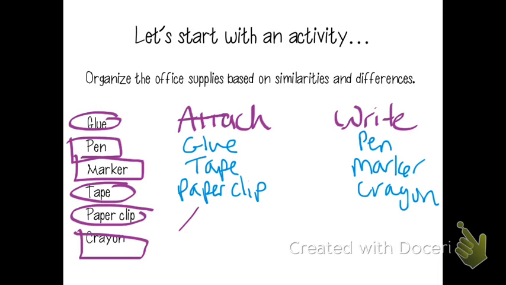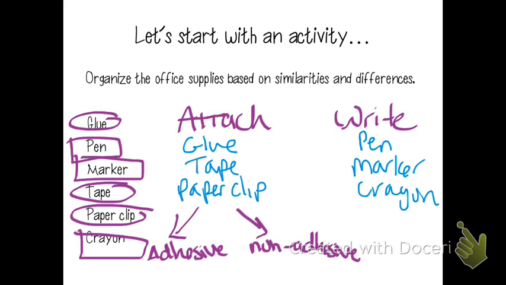Within our attach group, let's see if we can divide this into 2 separate groups. We see that glue and tape are different from paper clips, and that glue and tape both have a sticky adhesive. So we will say adhesive can be one group, and non-adhesive could be our other group. We would have our glue and tape in our adhesive group, and our paper clip would be over here with the non-adhesives.